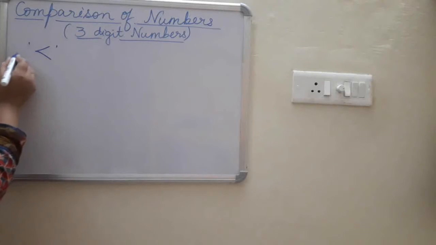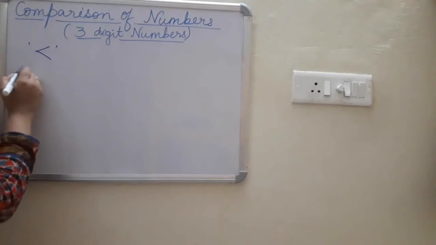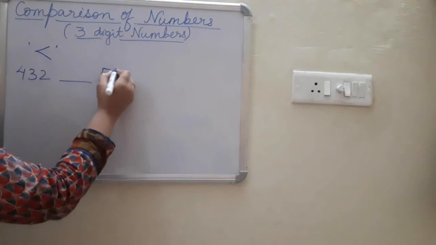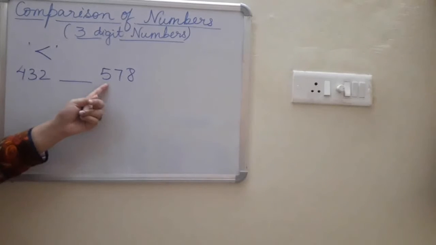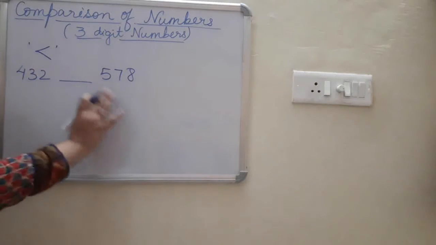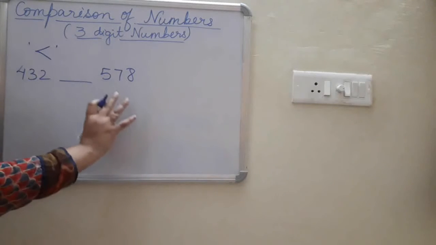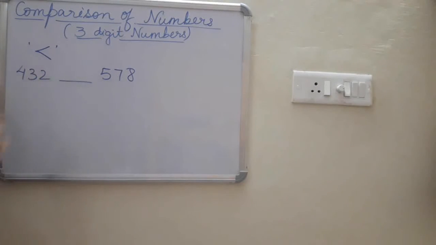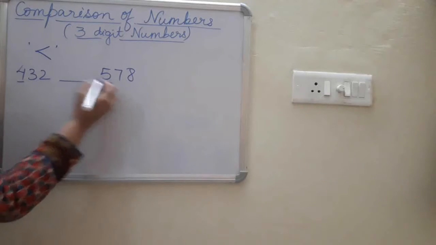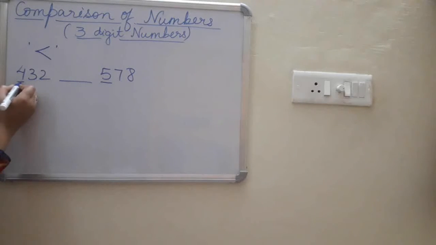Whenever we put any number here, for example, 432 and here the number is 578. Okay. So you can see here two numbers are given and each number is a 3-digit number. So what do we do? First of all, we look at the digit which is at hundreds place.